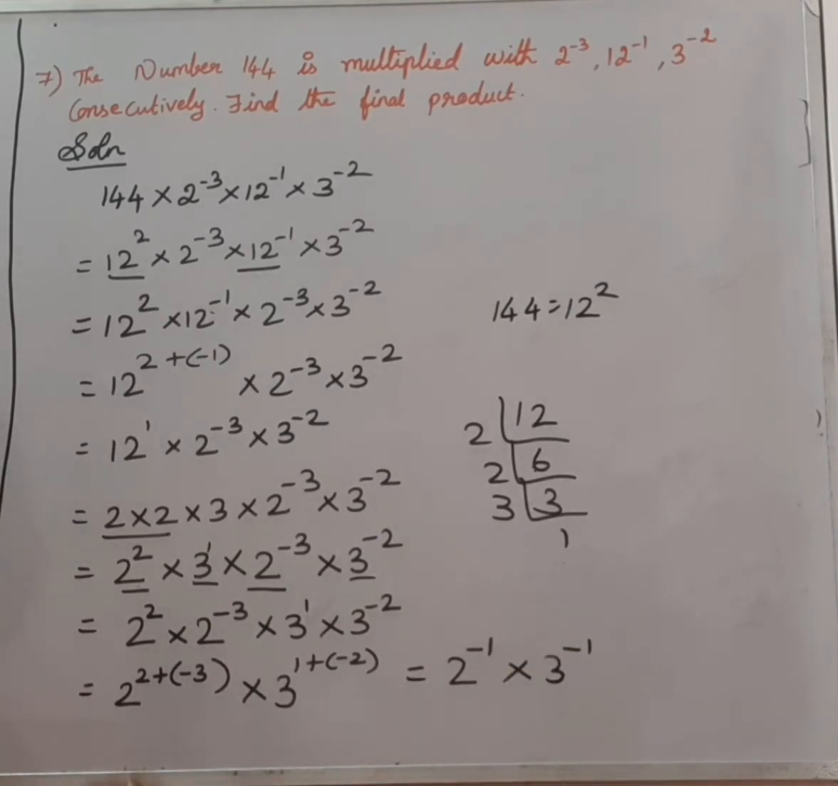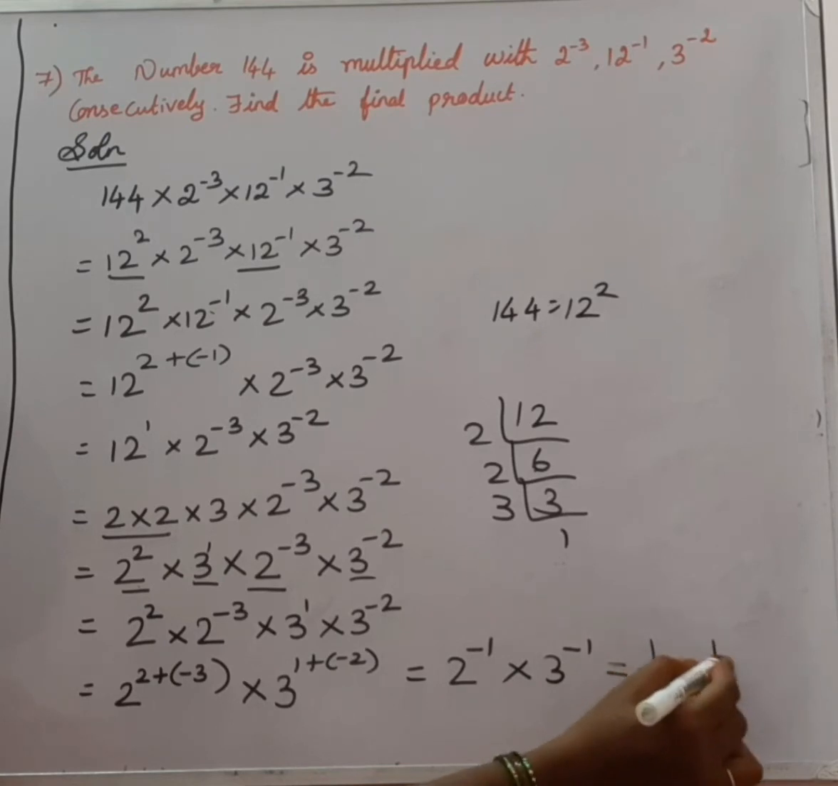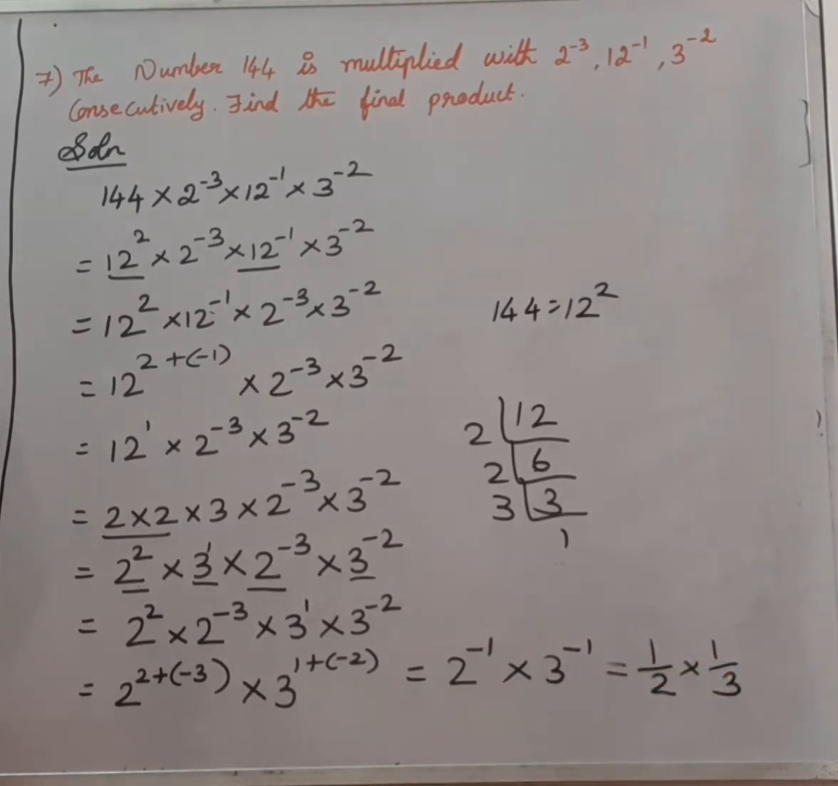So both the powers are negative, so convert that to positive. What do we get here? We want to take the reciprocal of that. So 1 by 2 into 1 by 3. In the denominator we have 2 and 3, so we multiply them. So the final answer becomes 1 by 6.